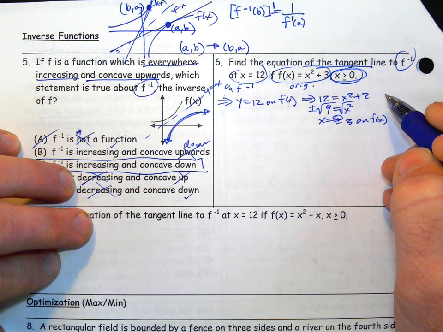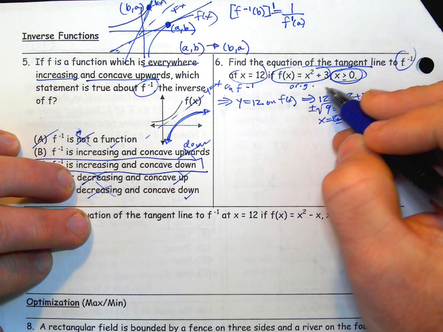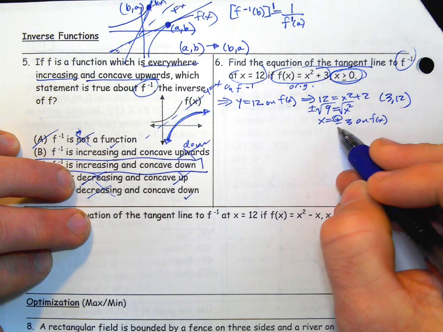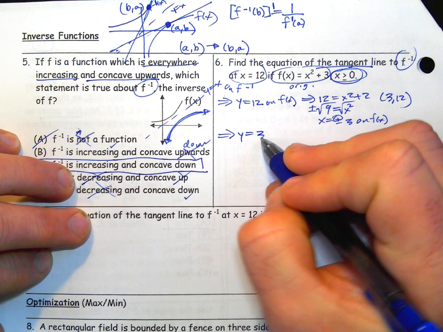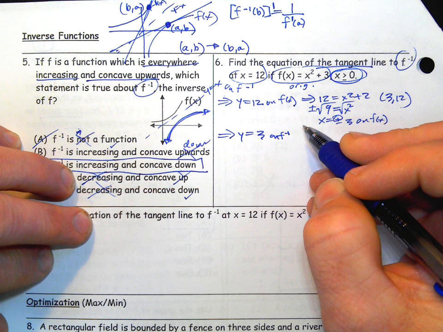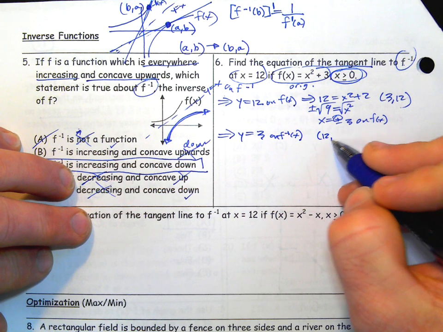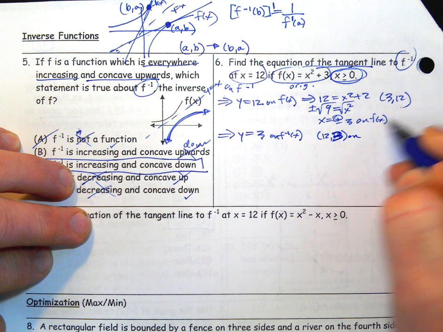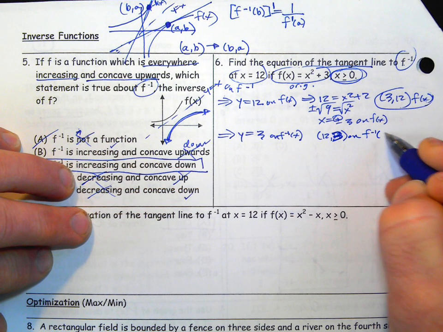Okay. But if x equals 3 on the original, so y equals 12 on the original, x equals 3 on the original. So our point on the original is 3 comma 12. But if x equals 3 on the original, that's the y value on the inverse. So our coordinates on the inverse are 12 comma 3. Okay, so I'm trying to keep track of that. This is on f of x. This is on f inverse.